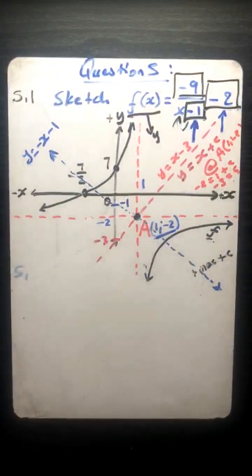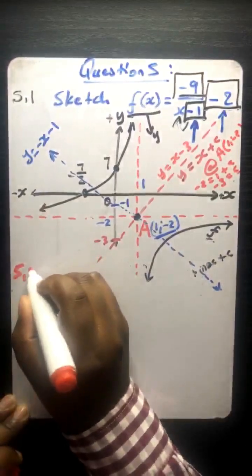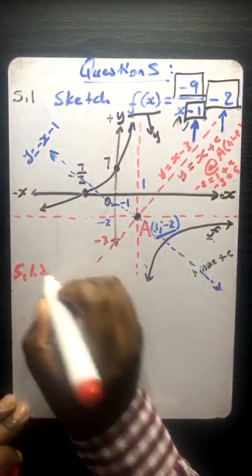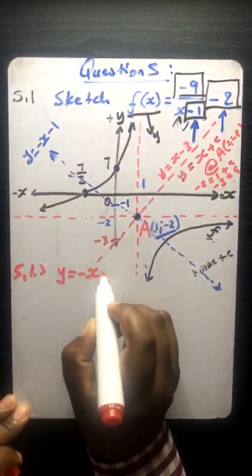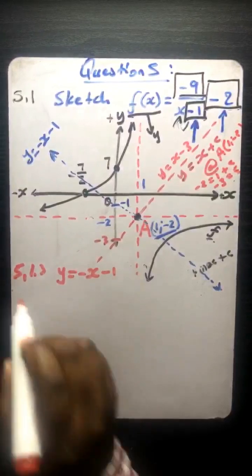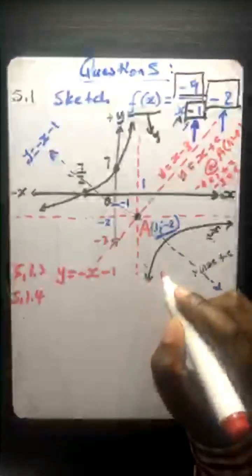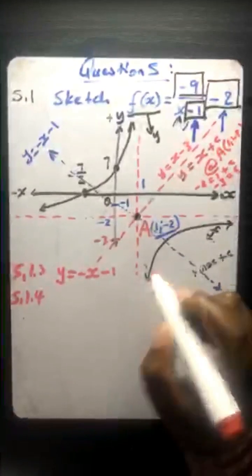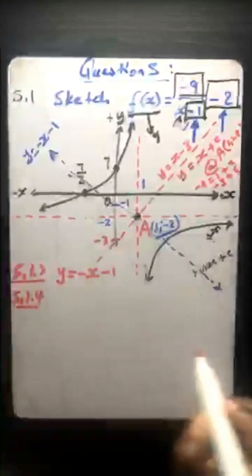Okay, so 5.1.3. What was the answer there? Was it not y equals negative x minus something? Yes, this was the answer. So this is where I am, and they're saying hence or otherwise. Hence or otherwise means you can refer to this question or otherwise use any other possible method.